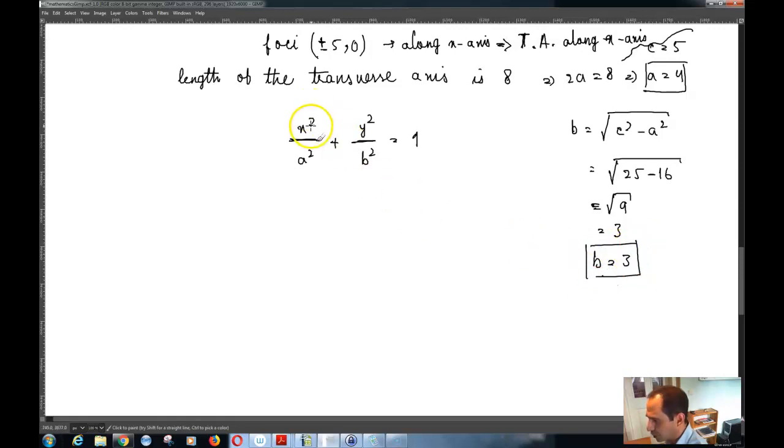Now I can write x squared over a squared, which is 16. And this is supposed to be a negative sign.